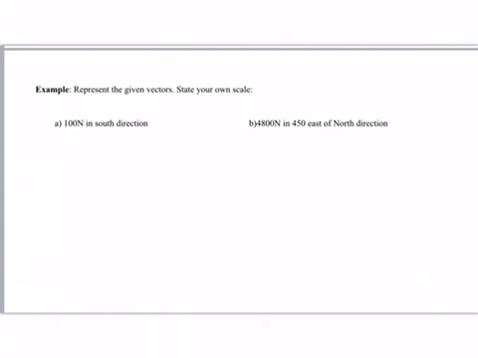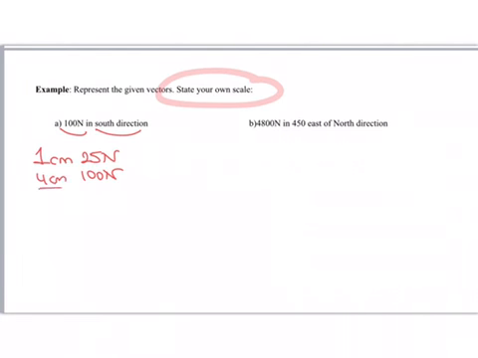Now let's represent the given vectors by stating our own scale. The first one is 100 Newton in the south direction. My scale: let's say 1 centimeter is equal to 25 Newton. So 100 Newton will be represented by 4 centimeters. So draw a vector of length 4 centimeters in the south direction.